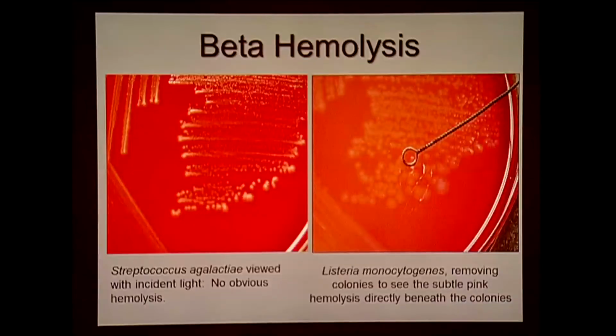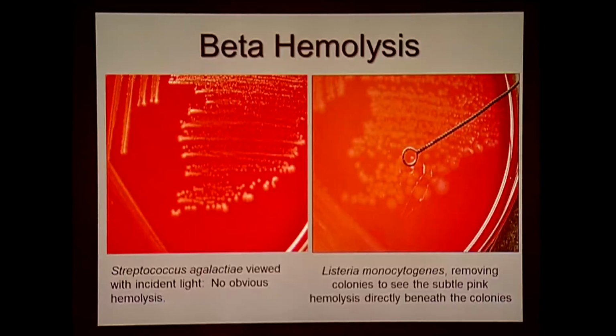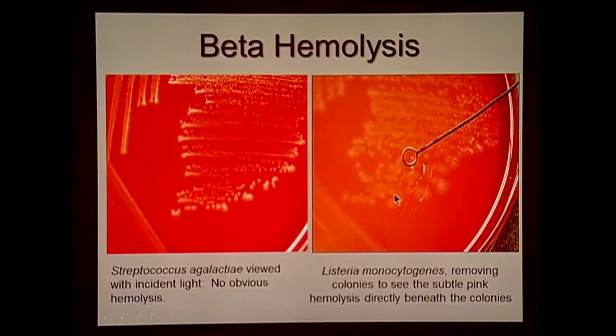Now, another example of beta hemolysis is seen in case of Streptococcus agalactiae and Listeria monocytogenes. They also produce a hemolysin which is weakly produced or has lower activity. So, hemolysis is only seen under the colony. If we want to see beta hemolysis in this case, we have to remove the colony with an inoculating loop, and we can see hemolysis of RBC beneath the colony. So, this is also beta hemolysis, but the hemolysin is not very active here.